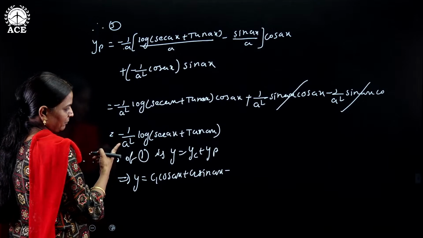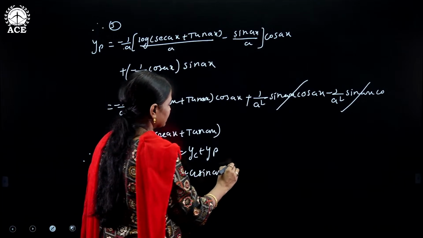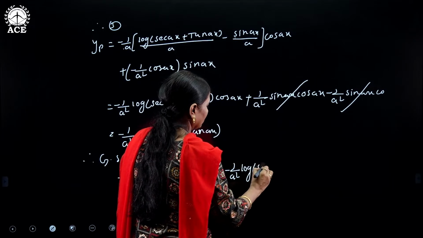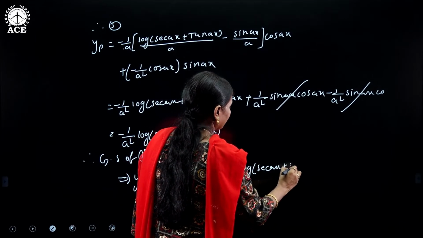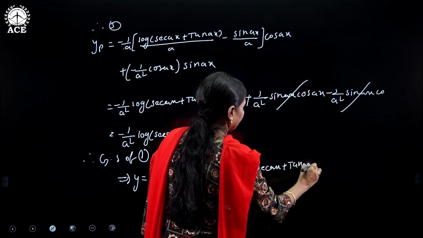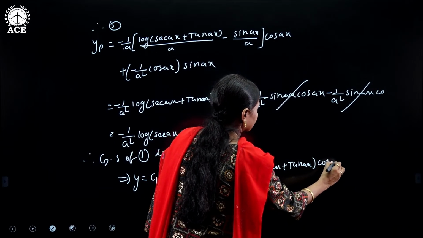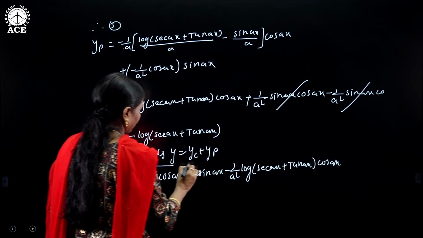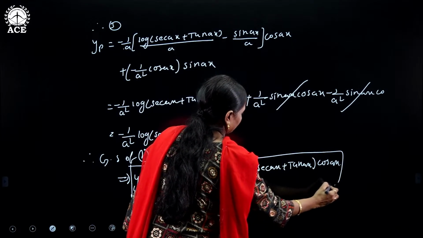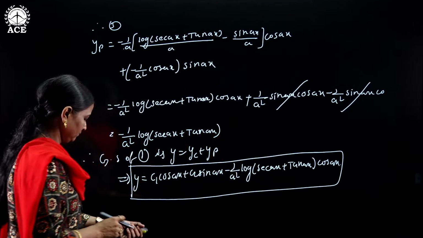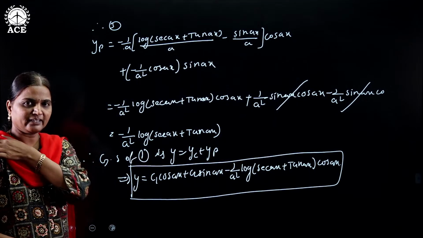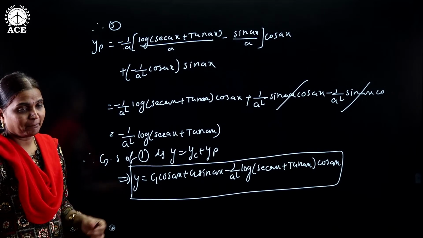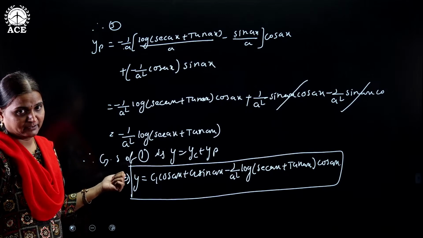Next, yp is equal to minus 1 by a square into log of (sec ax plus tan ax) into cos ax. This is the required general solution. This is the required general solution of the given differential equation using the method of variation of parameters.